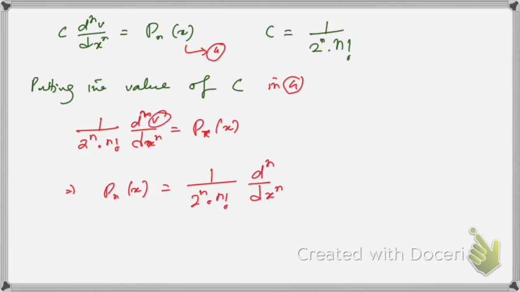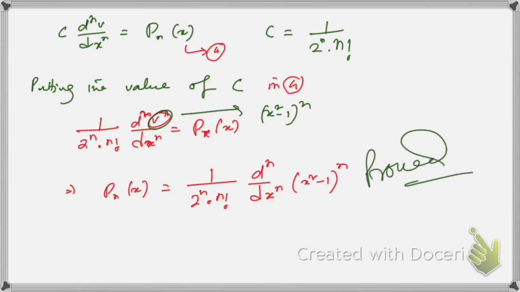And v is nothing but v can be replaced by x square minus 1 whole to the power n. So here we will get x square minus 1 whole to the power n. First let me write, it is proved, and you are asked to find P2 of x.